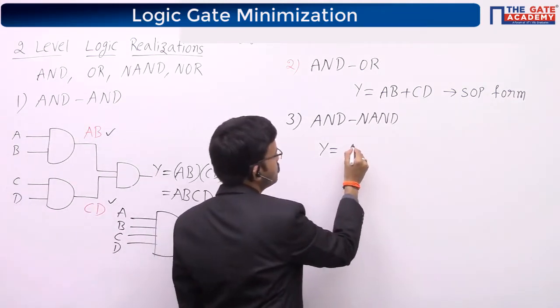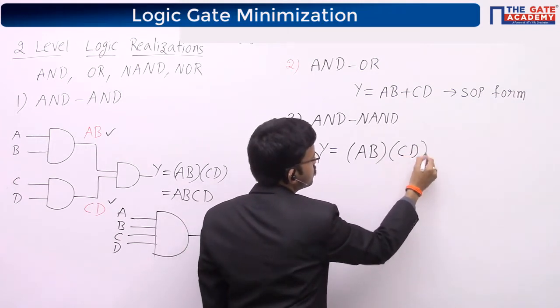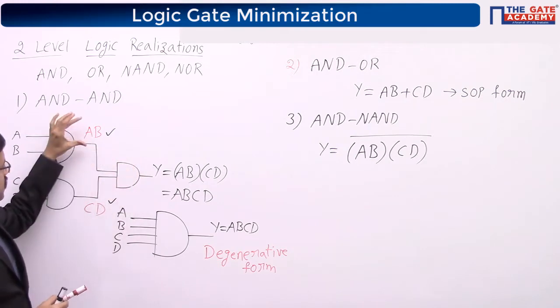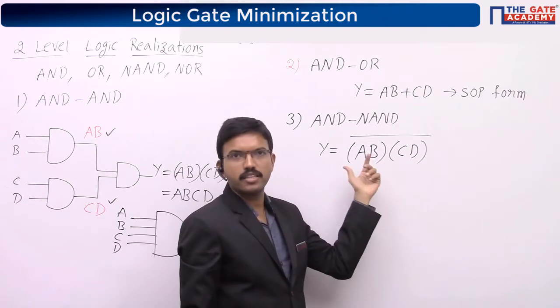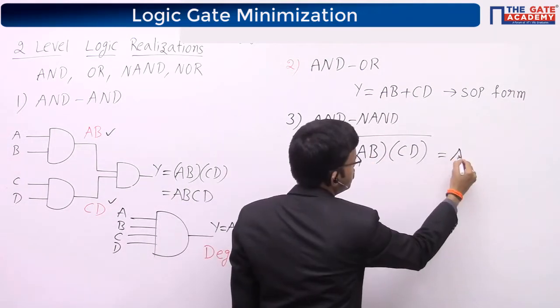Then here we will get Y equal to AB and CD whole bar. See here, in the place of AND gate, assume NAND gate. X, Y whole bar, right? X is AB, Y is CD. Like that you can assume. Now this one we can write as ABCD bar.